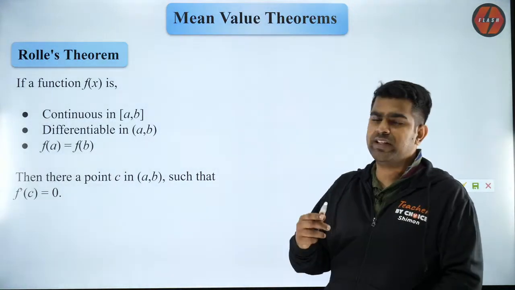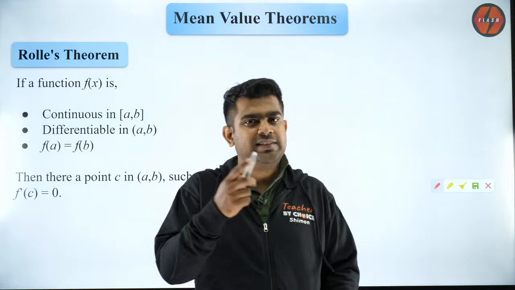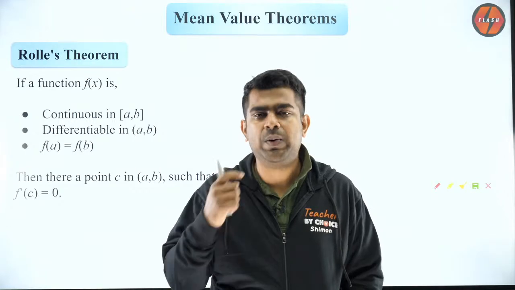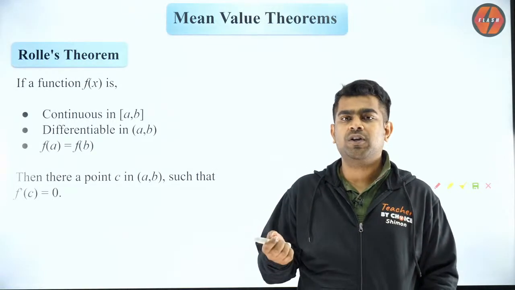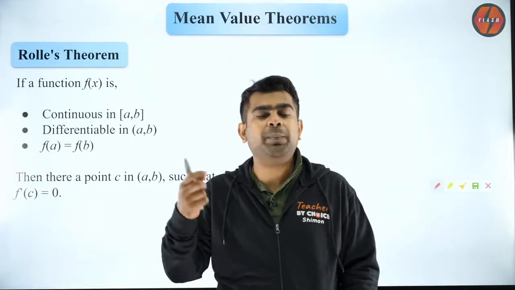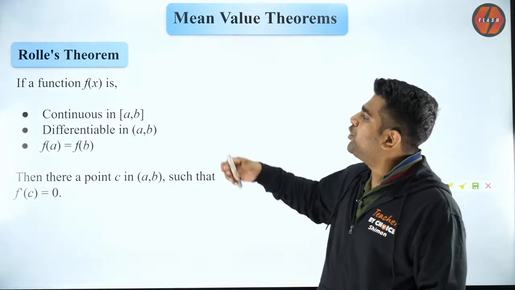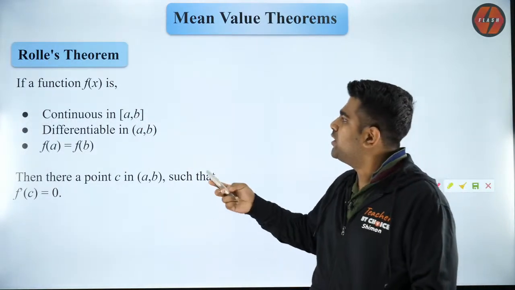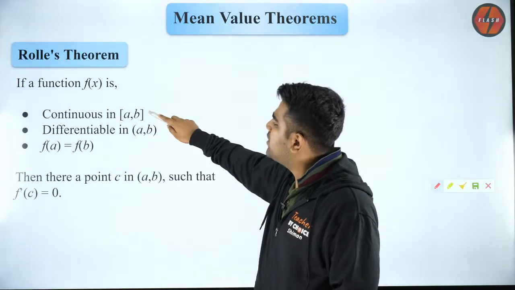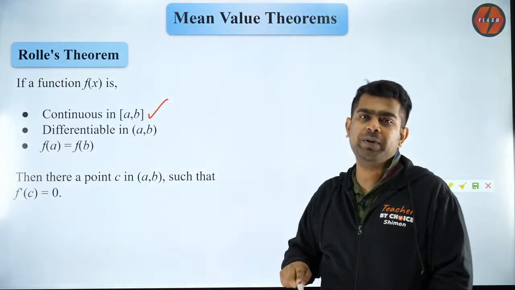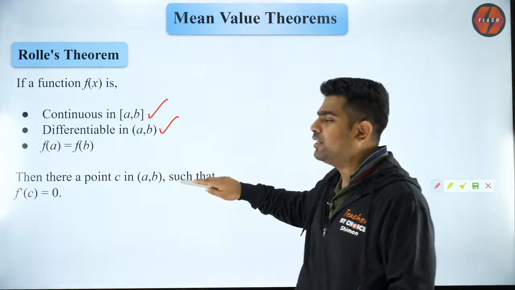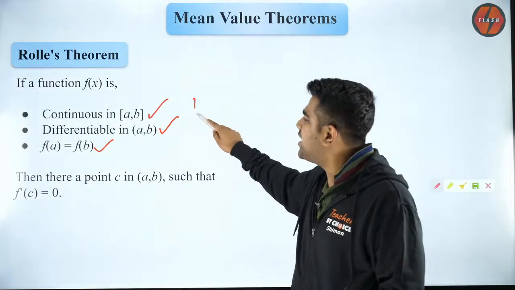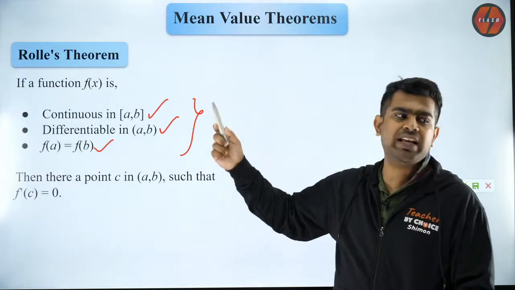When can you apply Rolle's theorem? Just like you have conditions for everything. For example, if you use your AM-GM inequality, then you need to use the fact that all the numbers must be positive. Similarly, if you want to use your Rolle's theorem, there are certain conditions that have to be met. And what are those conditions? First, your function should be continuous in the closed interval a to b, and it has to be differentiable, and your f of a and f of b should be equal. So if these three conditions are met, then your Rolle's theorem is applicable.